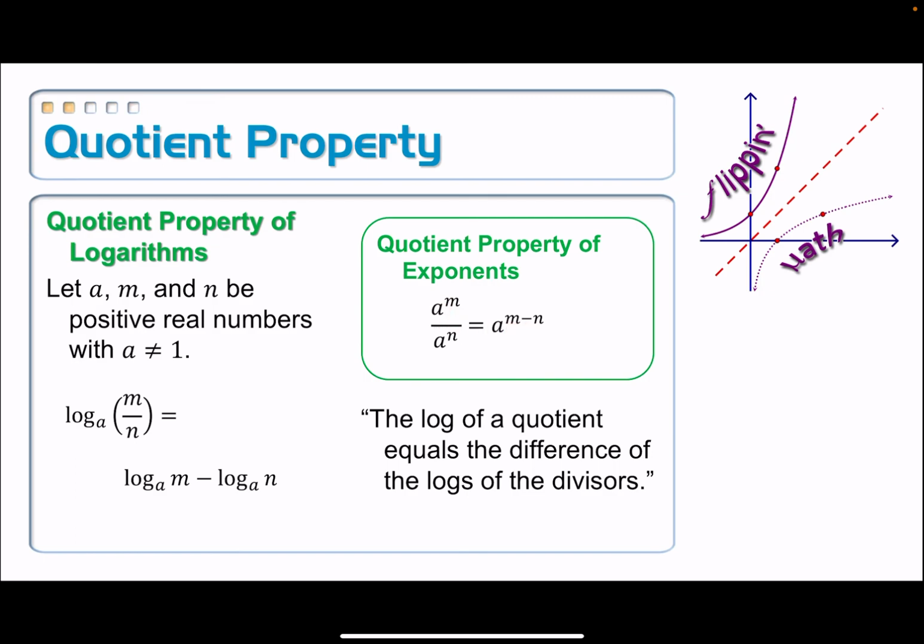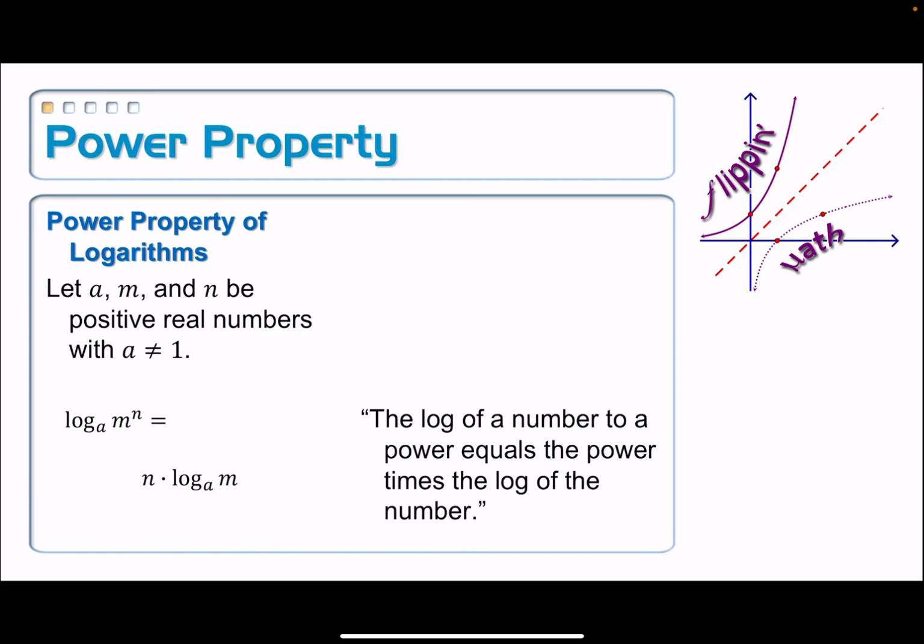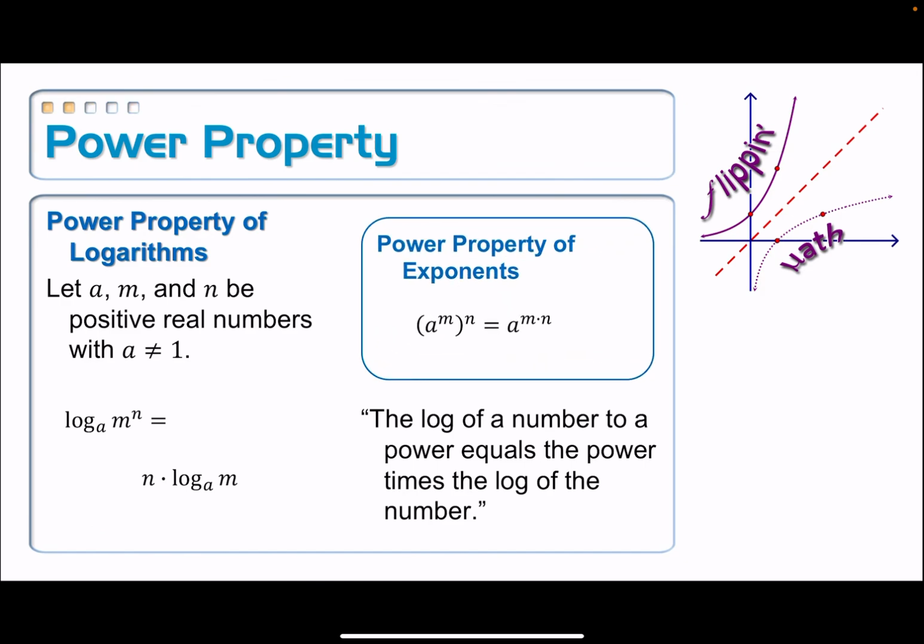And then one final property, and that's the power property. The power property of logarithms allows me to take this N exponent and bring it out to the front and multiply it times the log base A of M. And it is also based on a property of exponents. A to the M raised to the N power, you multiply those two exponents.